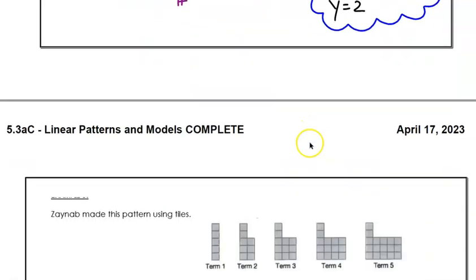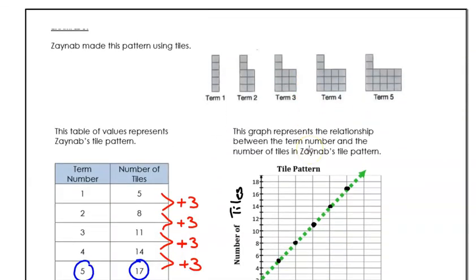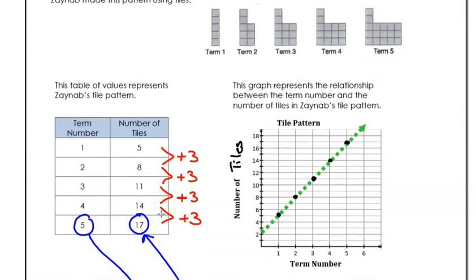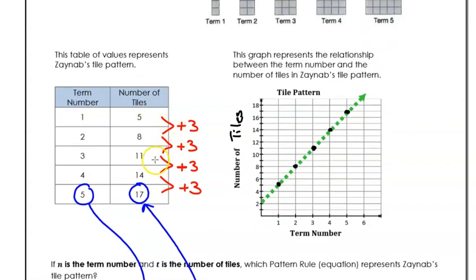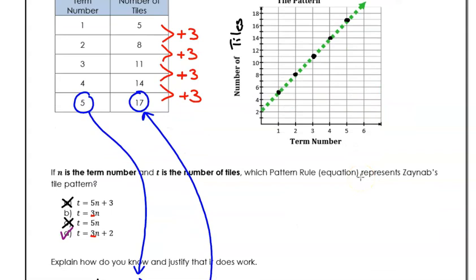Now this very last question over here is a third example, pretty much the exact same thing. We're using different tiles and different term numbers, which is your independent, and the number of tiles will be your dependent. And so it's the exact same thing. I'm noticing that it's increasing by 3 each time. I can graph it and I can create so they're asking us which one of these is actually the pattern rule. So remember that this red number, the +3, is the rate of change that will go beside the independent variable. In this case, it's n, which is the term number. See, term number, the independent variable.